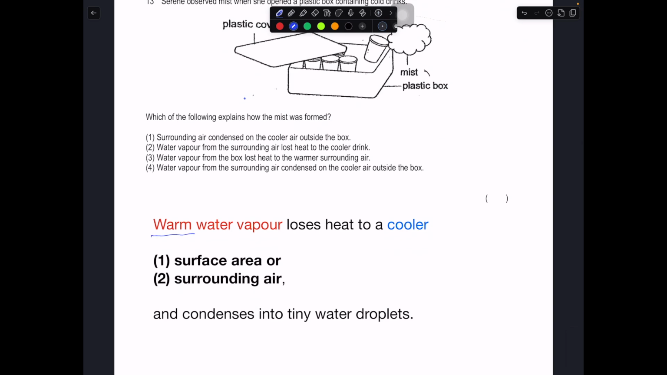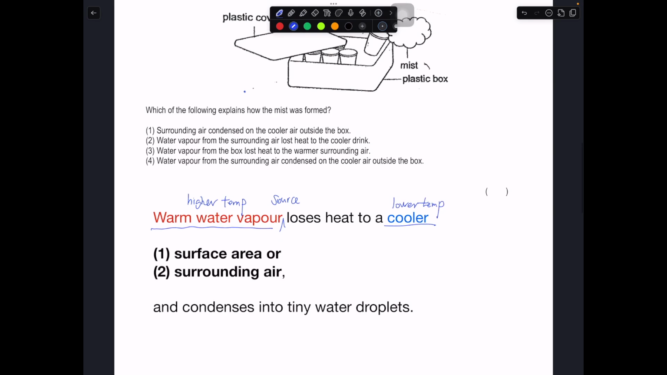We recap first. Okay, one water vapor from somewhere. Okay, you must tell me where is the source. Okay, and this warm water vapor, since it's already warm, it must be of a higher temperature. Okay, and it will lose heat to a cooler. Okay, so that means this one must be lower temperature. Okay, it can be cooler surrounding air or surface area, and then it condenses into your tiny water droplets.